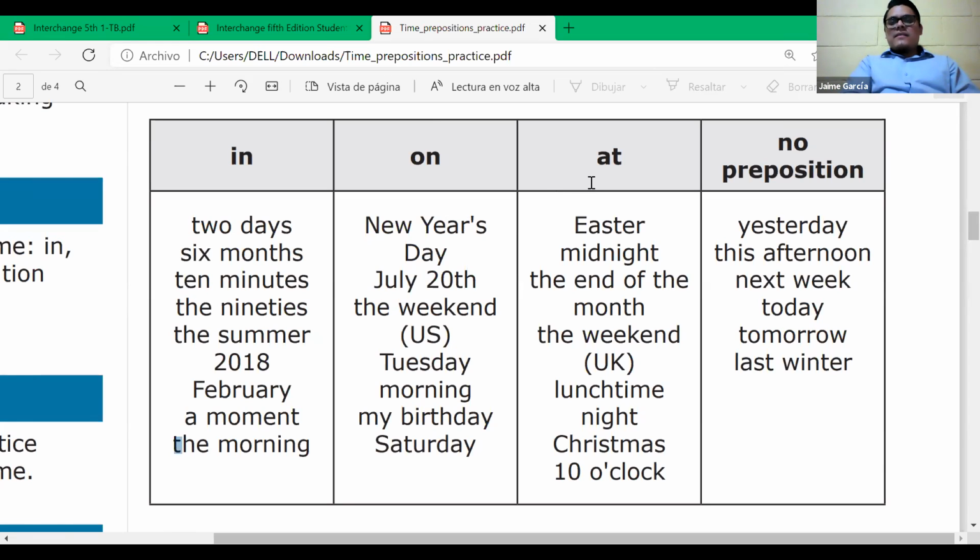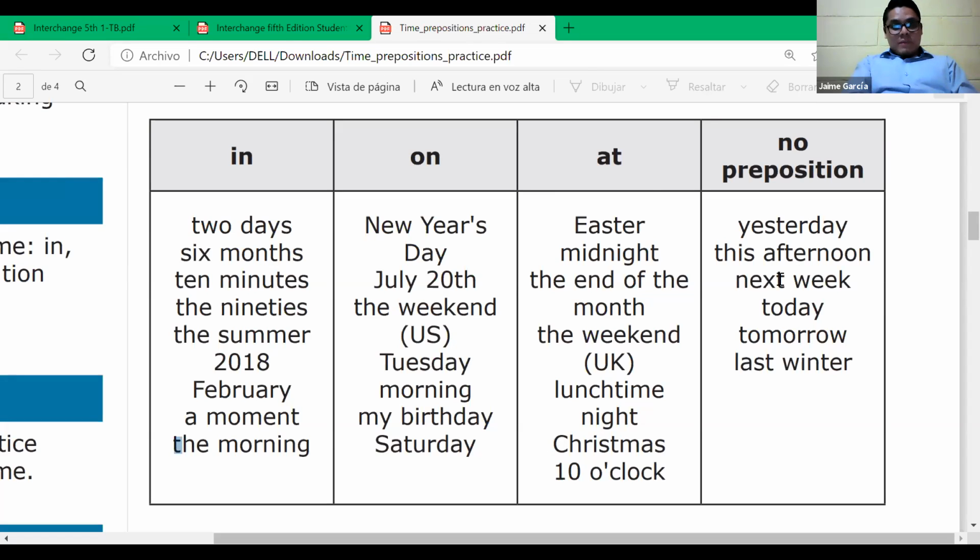What about at? Okay, at Easter. Easter, remember that is a holiday period of 1 week, right? So, all right, at Easter, at midnight, specific time, at the end of the month, okay? All right, at the end of the month. You don't say in the end of the month, right? Because you are not specifying the month, but you are specifying the period of time, right? In that month, all right? So at the end. So at the end of the month, well, as I said, this is British, at the weekend, at lunchtime, at night, okay, this is a standard expression. You never say in the night, okay, at night, at Christmas, because it's a holiday period, and at 10 o'clock.